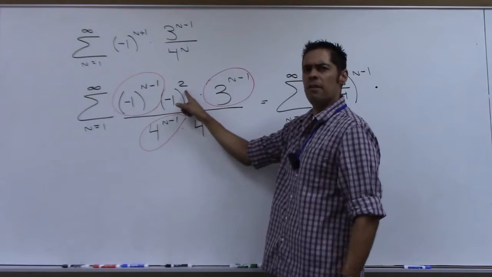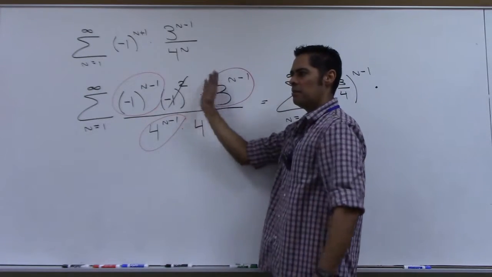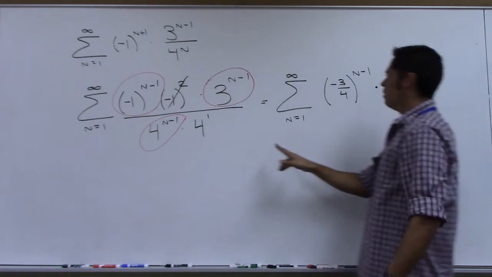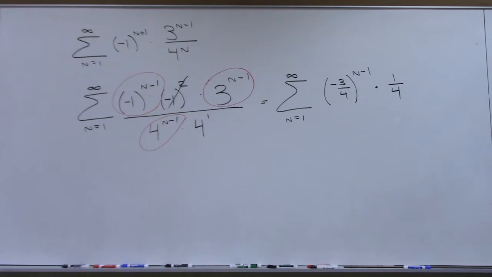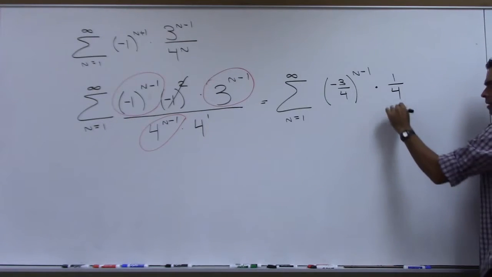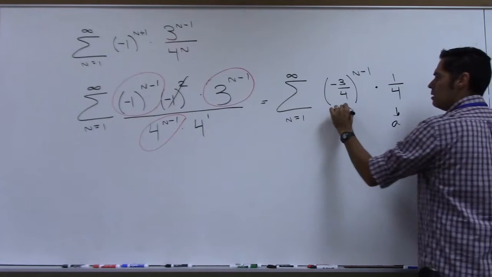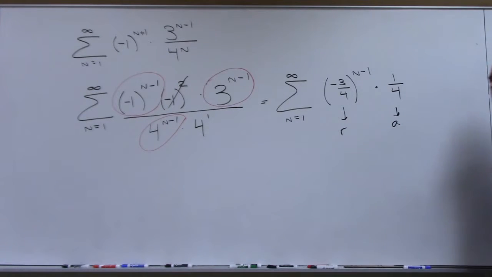Negative 1 squared. Wait, negative 1 squared? That's just 1. Who cares, right? And on the bottom? A 4. So I could just write like 1/4 out here, couldn't I? Do you see the geometric series now? What's A? That's A. R? Negative 3/4.